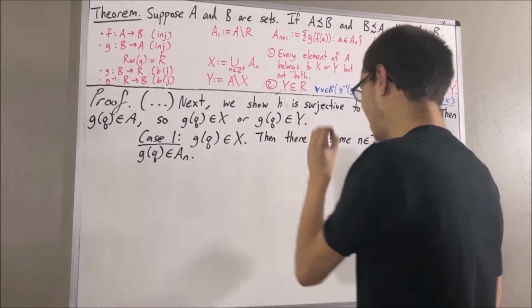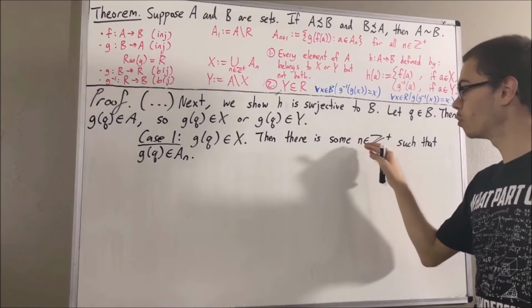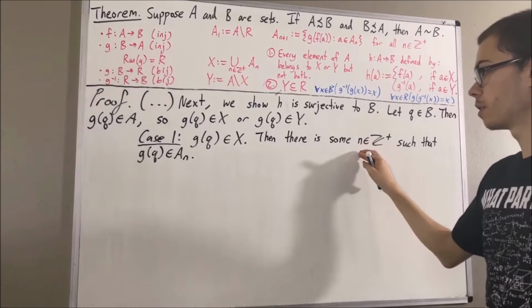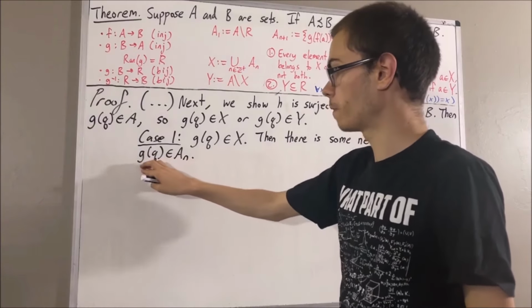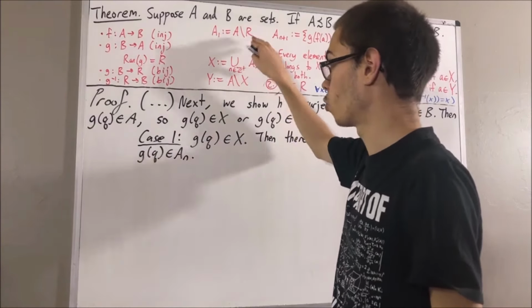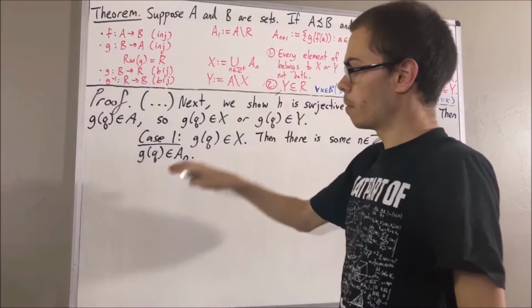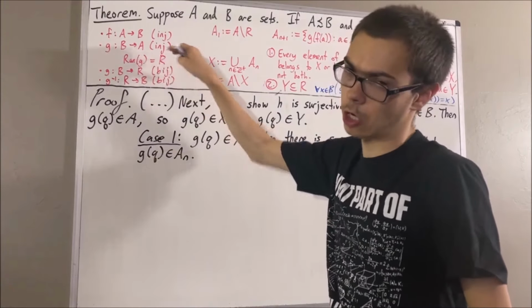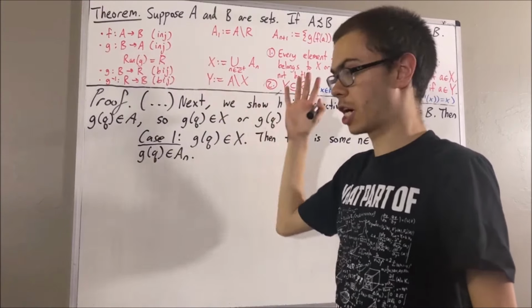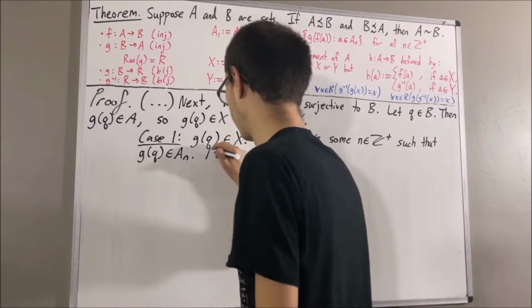Now, it cannot be the case that n is equal to 1. Because if n was equal to 1, then g of q would be an element of A1. So g of q would be an element of A set minus R, which means g of q is not an element of R. But g of q is an element of the range of G, so g of q is an element of R. So yeah, we'd reach a contradiction, and that's the reason why we can't have that n is equal to 1.